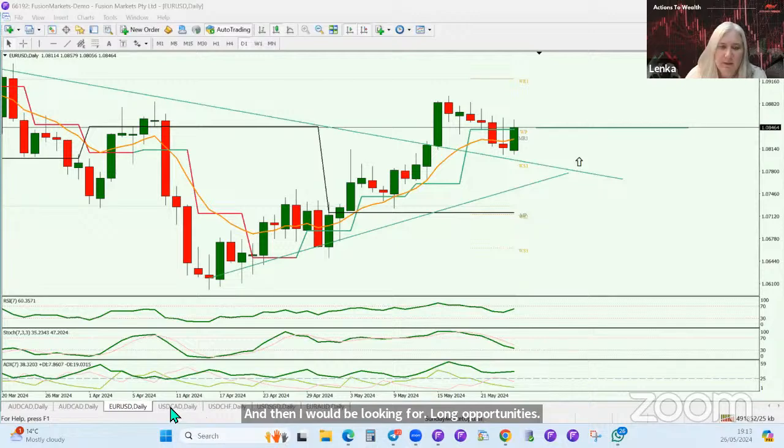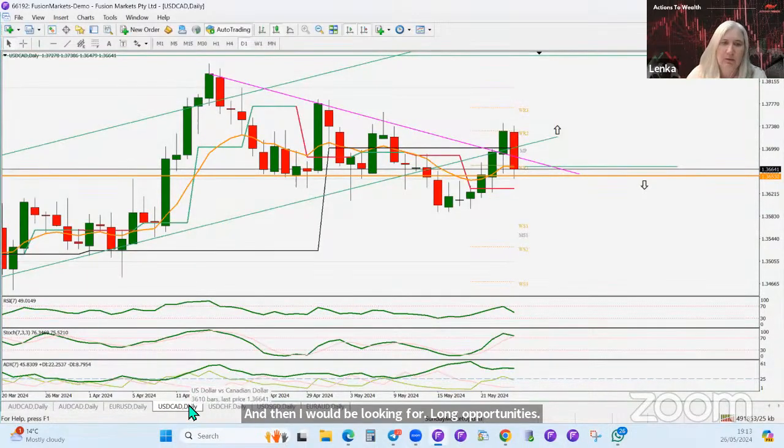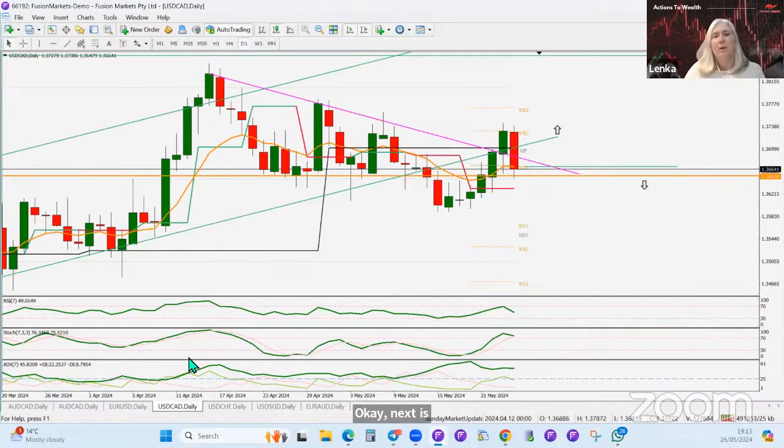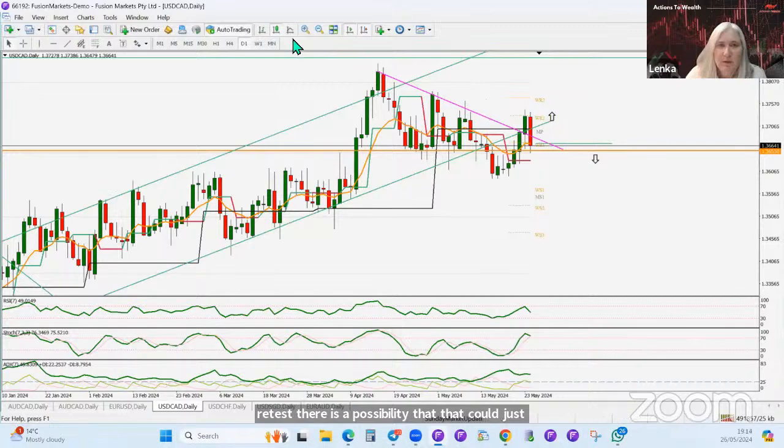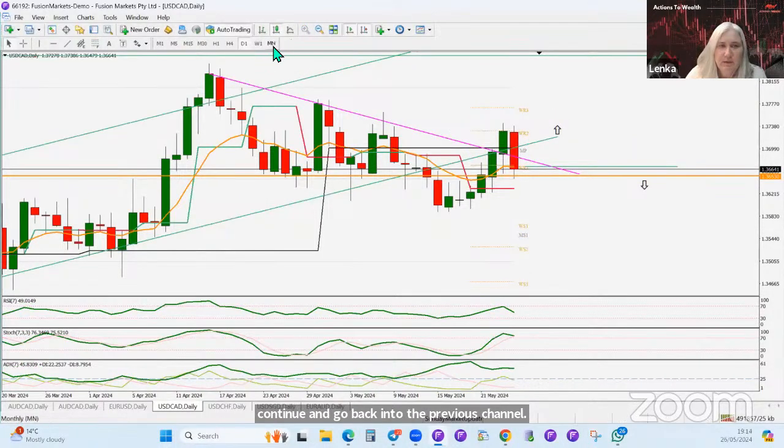Okay, next is USD CAD. And USD CAD, I'm looking for short opportunities, but because of this break of that trend line and a retest, there is a possibility that that could just continue and go back into the previous channel. So just looking at what the price action is going to look like next week.